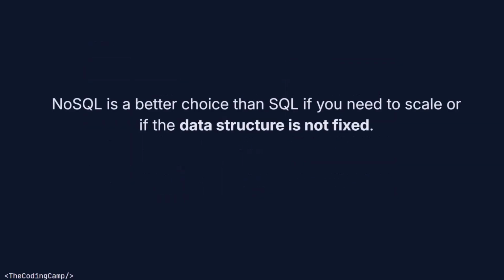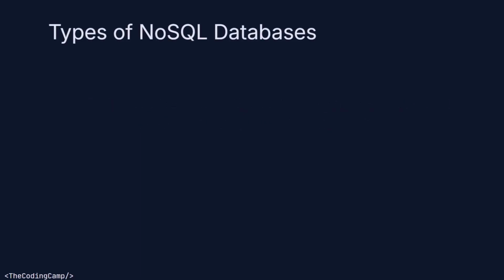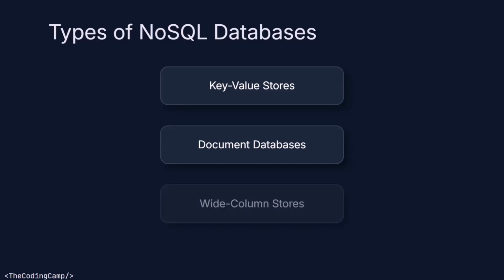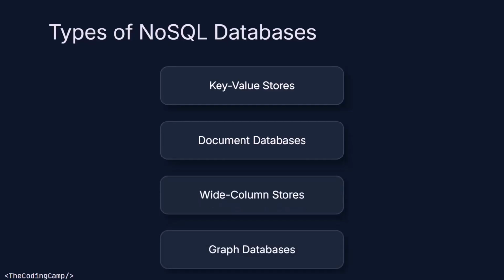NoSQL is a better choice than SQL if you need to scale or if the data structure is not fixed. There are different types of NoSQL databases: key value stores, document databases, wide column stores, and graph databases. We are going to learn about each type in more detail in the next lessons.